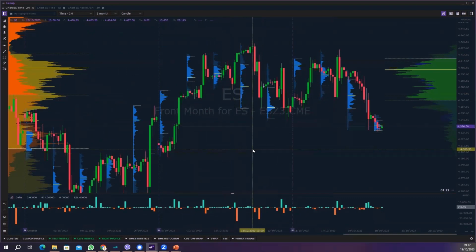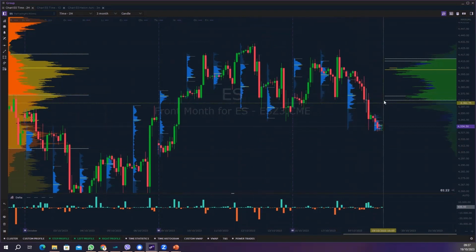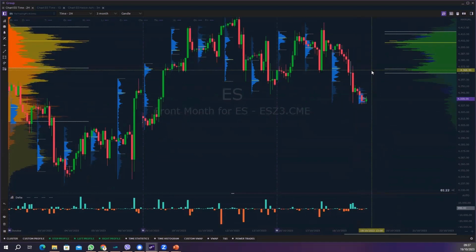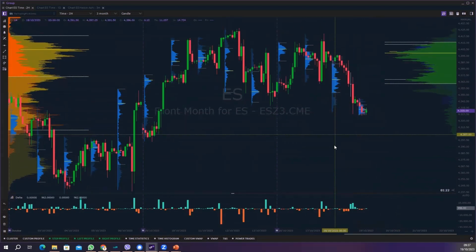To make things worse for the bulls right now, we have broken outside the weekly value area low. So this has the potential to move even further lower. It has a potential to gain momentum and to move even lower.